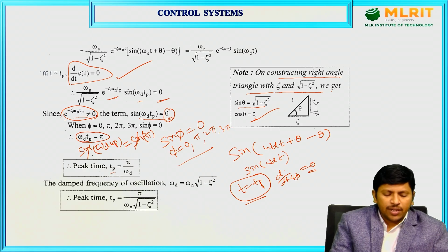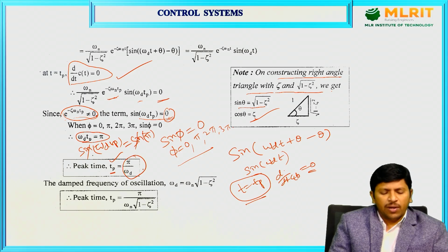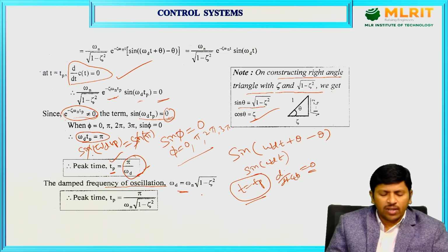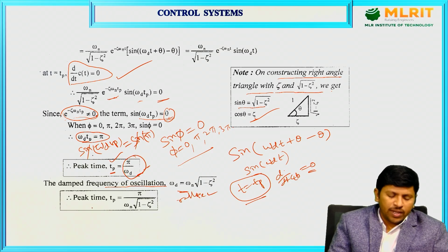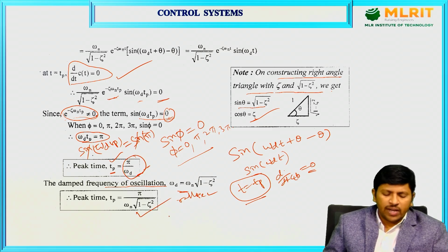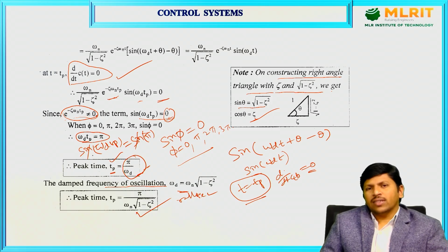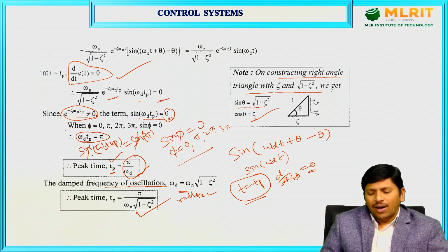T p is nothing but the peak time, right? So peak time t p equals pi by omega d, this is the formula, where omega d is the damped frequency of oscillation, that is omega d equals omega n into under root 1 minus zeta square, in radians per second. So peak time t p equals pi divided by omega n into under root 1 minus zeta square.